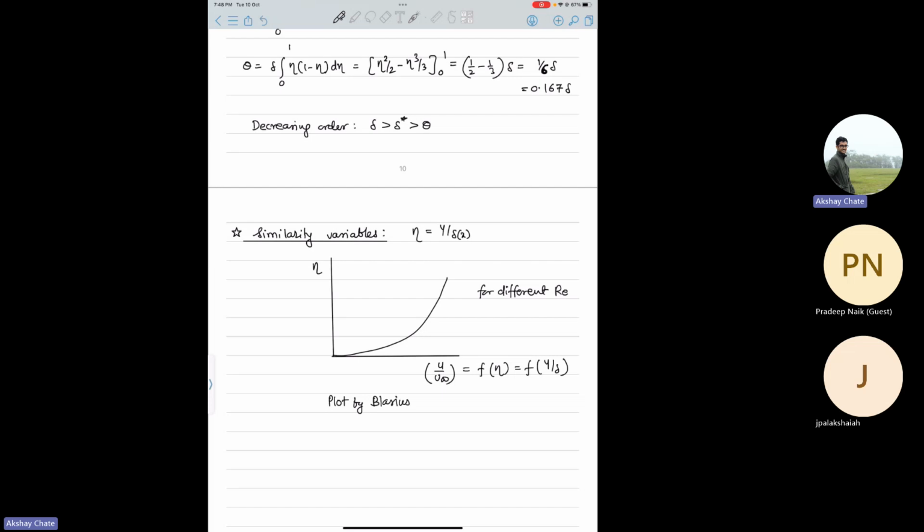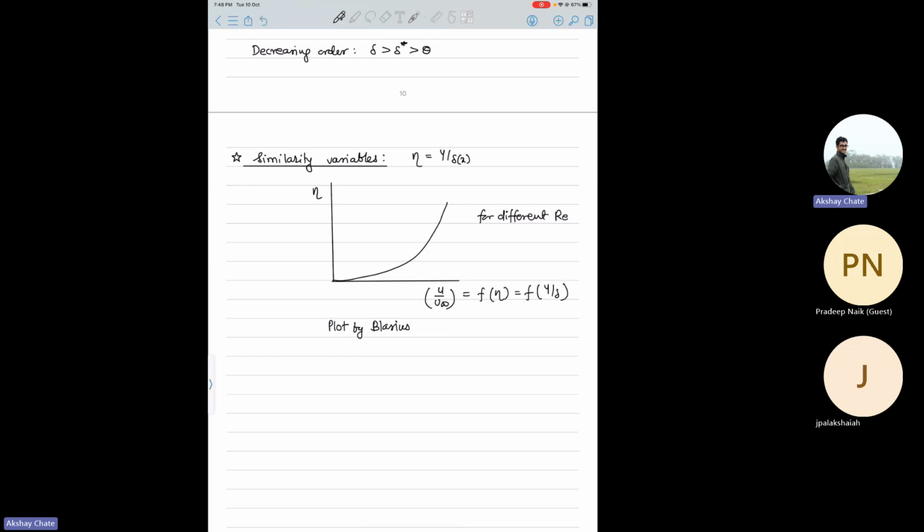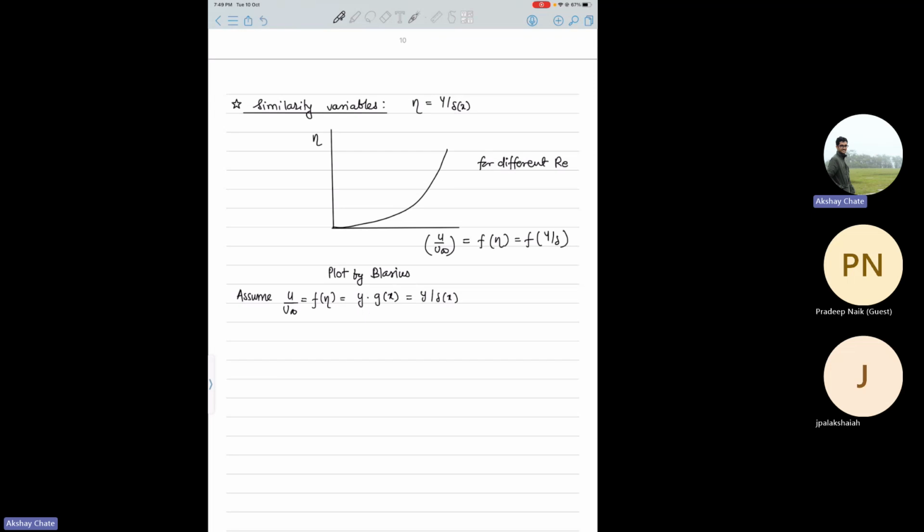So what is typically done here is they assume u by u infinity as some function of theta, and they assume it in a separable form, so y into g of x. Here theta is basically y by delta x. Then they change all the governing equations into these two parameters and finally solve them using numerical methods. For example, I can give you some form.